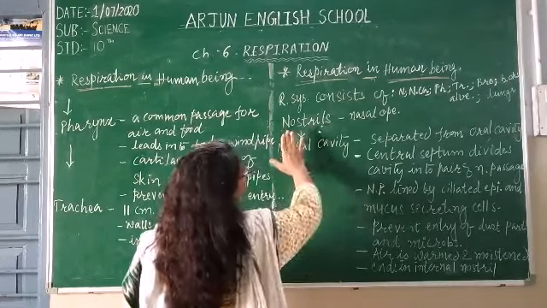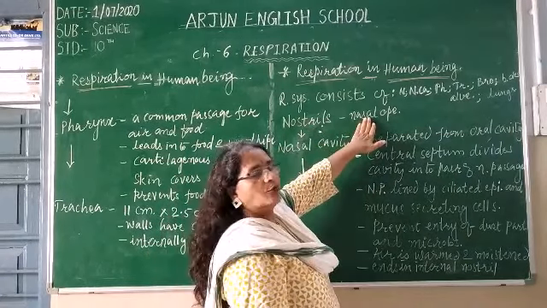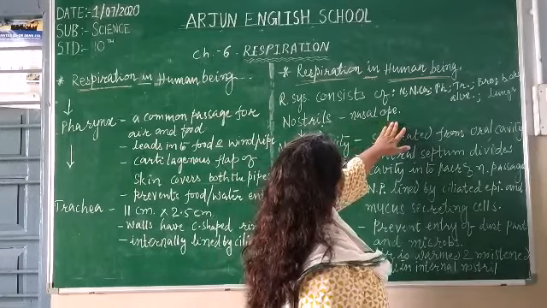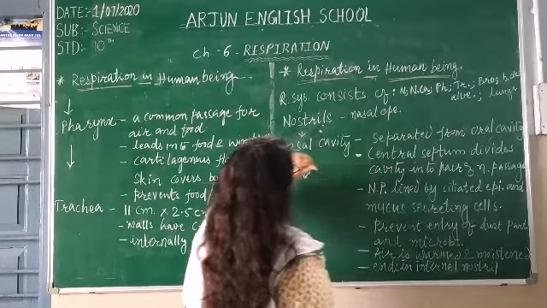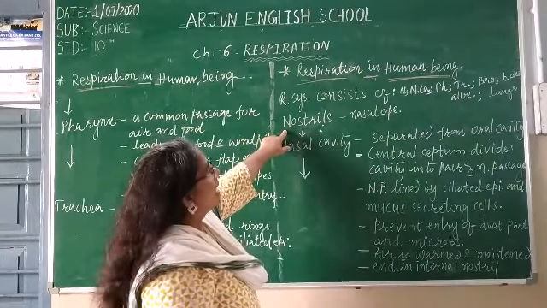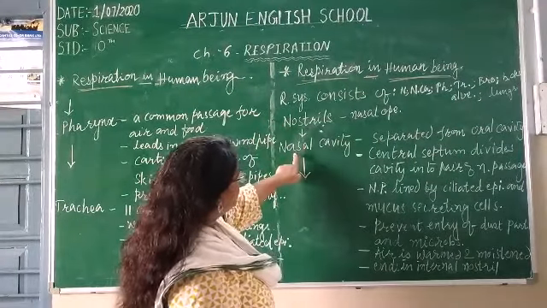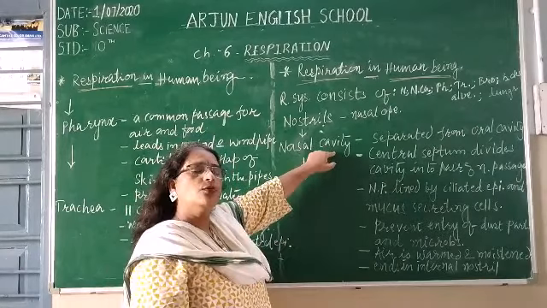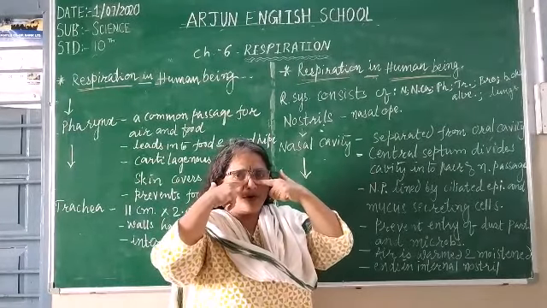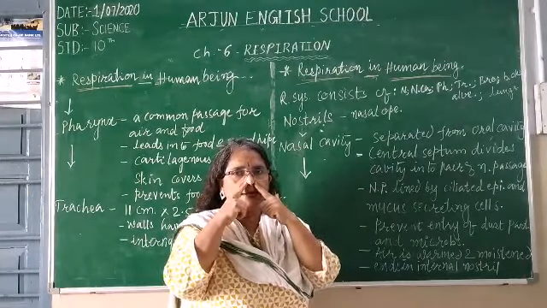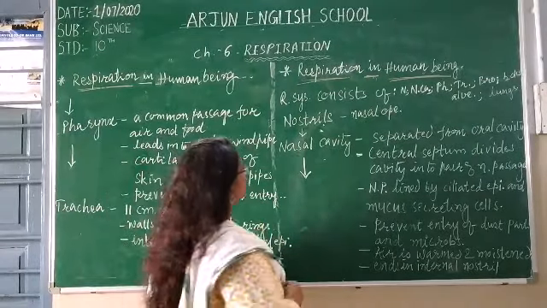The very first thing is the nostril. The nostril is the outer opening, the nasal opening. We have two nostrils. The nostrils take air from the atmosphere, and then open into the nasal cavity. What is the nasal cavity? This portion of our nose, where the nostrils open, is the nasal cavity.